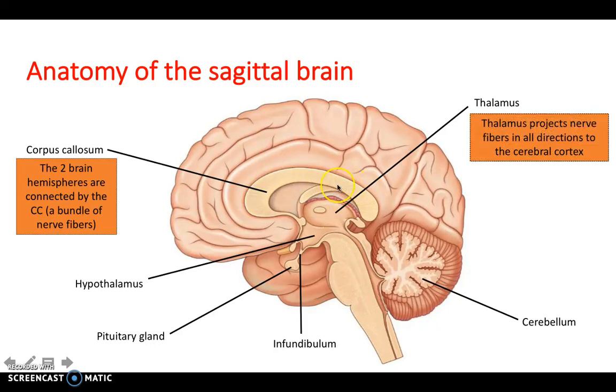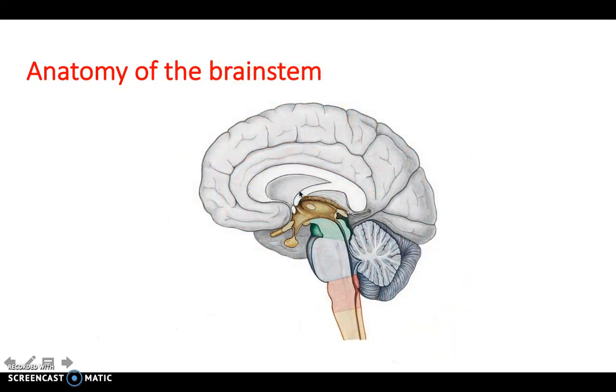The thalamus is our key relay station, so any information that's entering the brain from the peripheries is divided up to the different cortexes relevant to where it needs to go, and the thalamus decides this when the impulse arrives at the brain and projects it to the correct cerebral cortex.